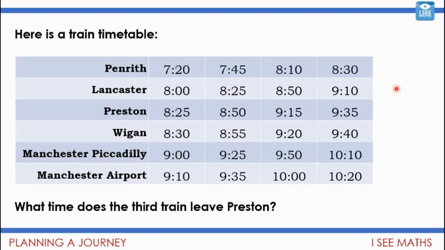So let's have a look at this question. What time does the third train leave Preston? So I've got to have a look here, and so this is the first train and the second one, and this is the third one, and it leaves Preston at 9:15. Okay, your turn. What time does the second train leave Penrith? Pause the video.